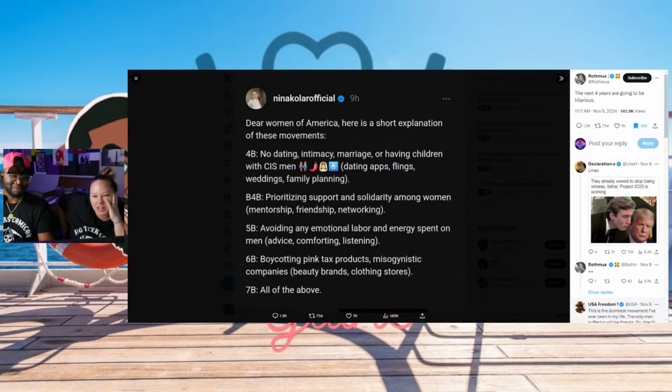Oh, okay. So 4B means no dating, no intimacy, no marriage, or having children with regular dudes. Prioritizing support and solidarity among women. Avoiding any emotional labor and energy spent on men. Boycotting pink tax products and misogynistic companies. All that. So basically, that's what 4B means.